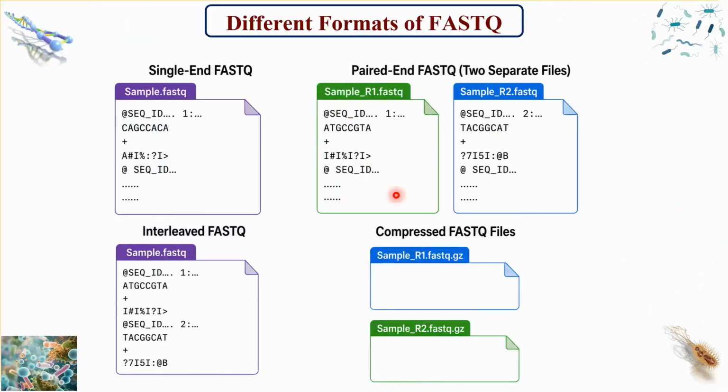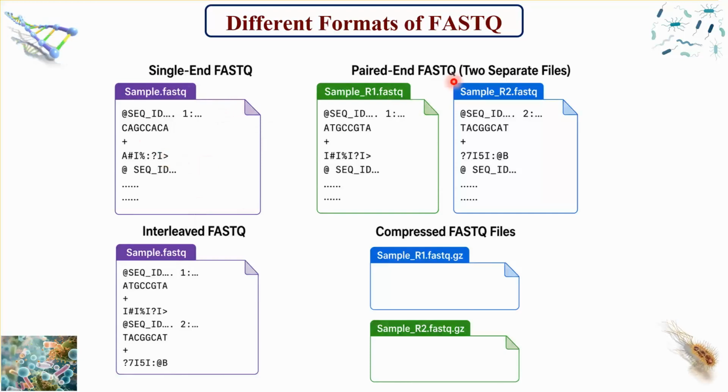Now let's move a step further. Not all FASTQ files are stored in the same way. Depending on the sequencing method and storage format, FASTQ files can exist in different types or formats. First is single-end FASTQ. This is the simplest format. Single-end files contain one read per fragment. So we get one FASTQ file. This file contains all the reads in a single direction.